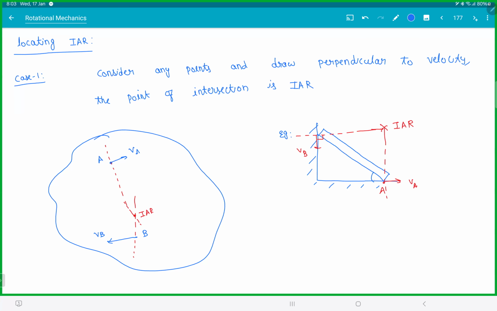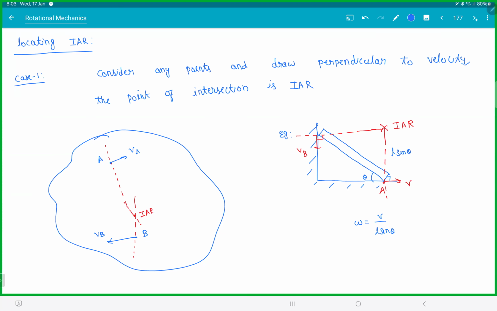Just to show you how fast this will go, see, this will be theta. If this is your IAR, this distance is L sin theta. So what is omega here? If I take the speed as v, omega will be the tangential velocity v by L sin theta. You can find omega directly.